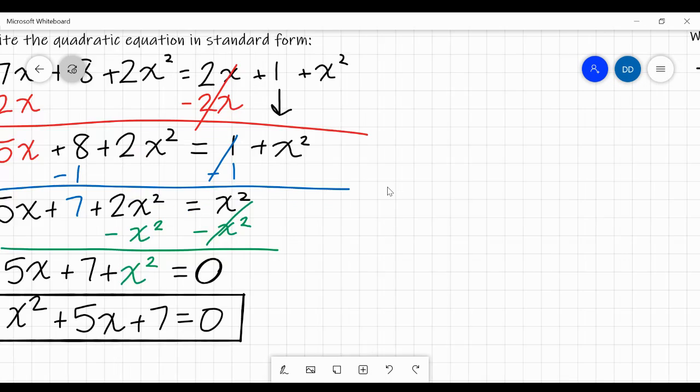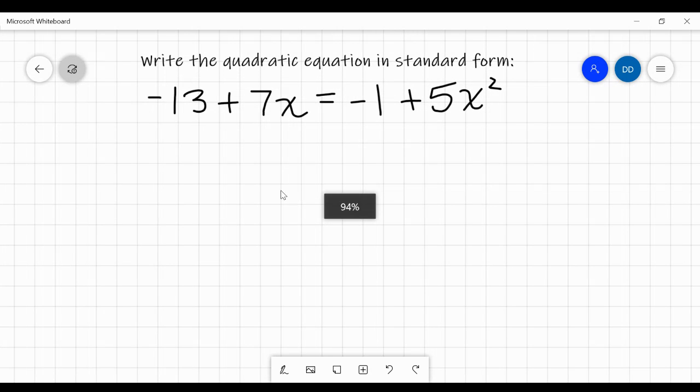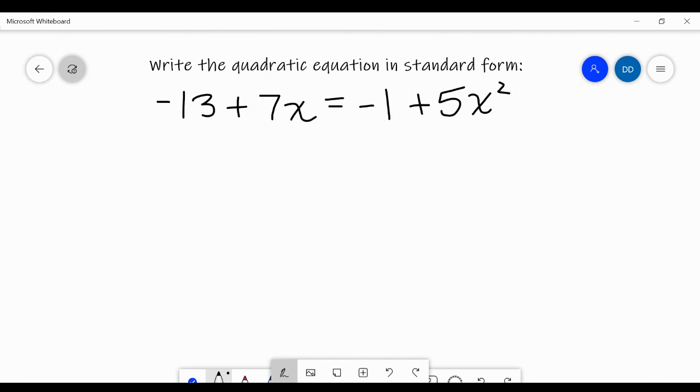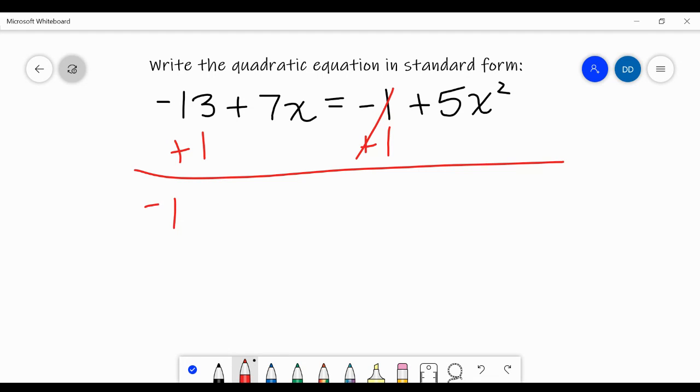All right, we're going to take a look at one more example. We have negative 13 plus 7x equals negative 1 plus 5x squared. Same thing, we are going to move things from the right side to the left. So the first thing I'm going to do is I'm going to take a look at that negative 1. It's negative. The inverse is positive, so I'm going to add 1 to both sides, and I'm going to add it to its like term. That cancels out. Negative 13 plus 1 gives us a negative 12. Bring down anything you didn't use.